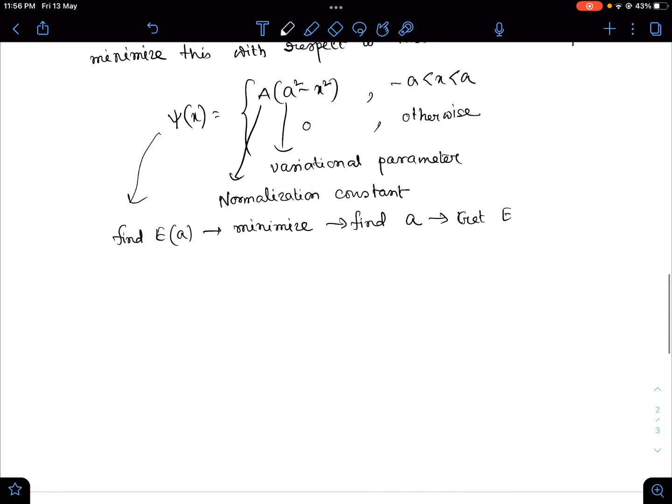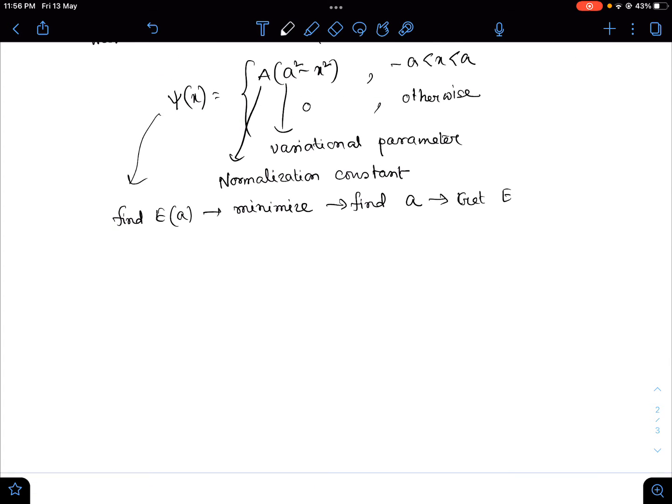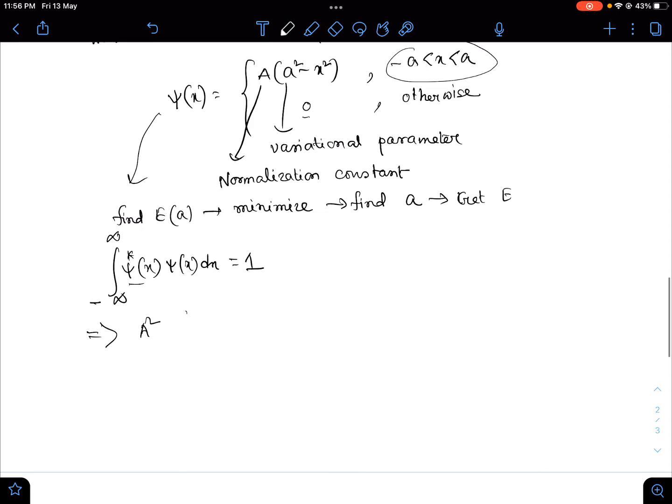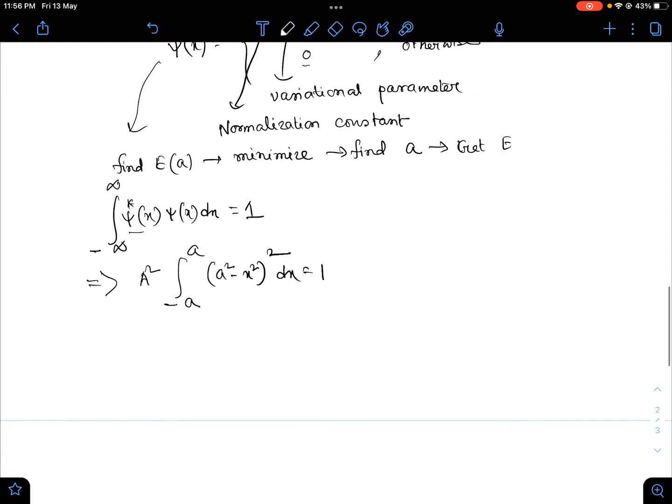So let us proceed. First we have to normalize this wave function. The integral of psi star psi from minus infinity to infinity should be 1. So we are getting A squared, and this psi is 0 outside this region, so our integration limit will be minus a to a, and we have our (a squared minus x squared) term, which is squared. So let us find the value of A squared.